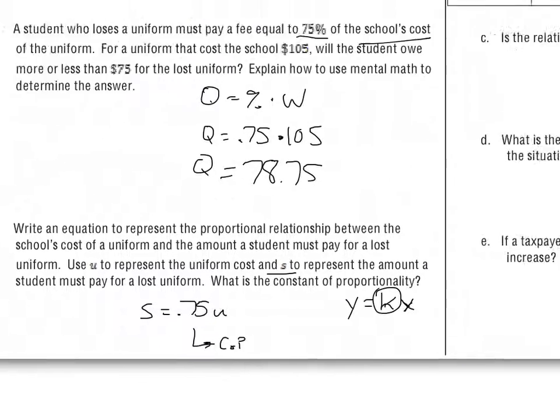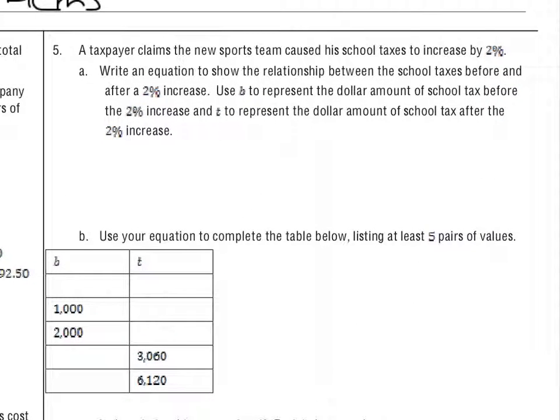Alright, let's move on over to the next major problem. It says a taxpayer claims the new sports team caused his school taxes to increase 2%. It says write an equation to show the relationship between the school taxes before and after the 2% increase. Let B be used to represent the dollar amount of the school tax before, and T to represent the dollar amount of school tax after. So this is a little bit different because we are looking for the total school tax after, not just how much the taxes increased. Okay, so we're looking at a 2% increase.